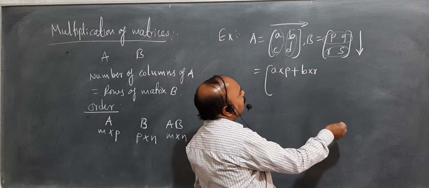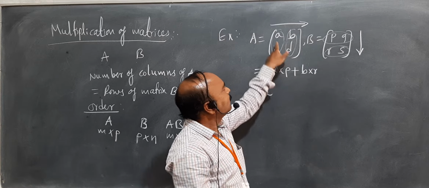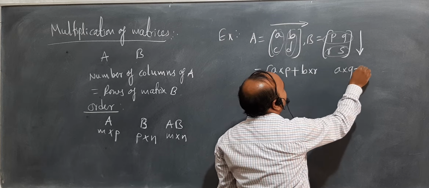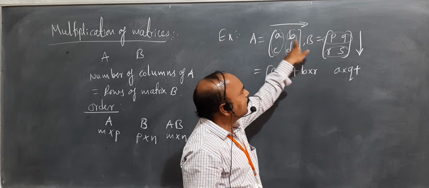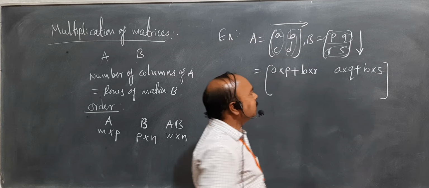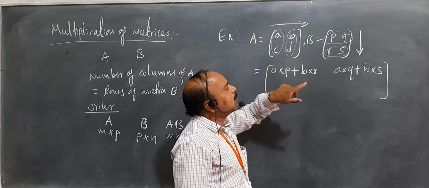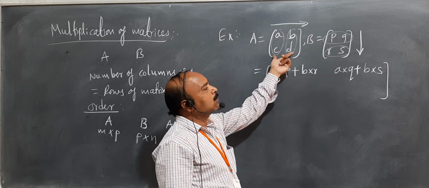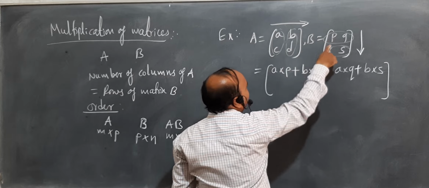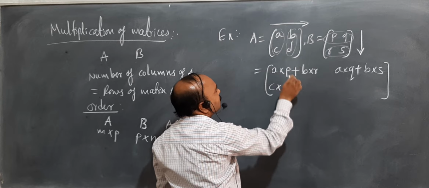Similarly for the second element, the first row is multiplied with the second column. How can you multiply? First a is multiplied with q, that is a into q, plus b is multiplied with s, b into s. This means the first row is multiplied with the second column. Similarly for the third element, you take the second row and multiply with the first column, that is c, d multiplied with p, r, that is c into p plus d into r.